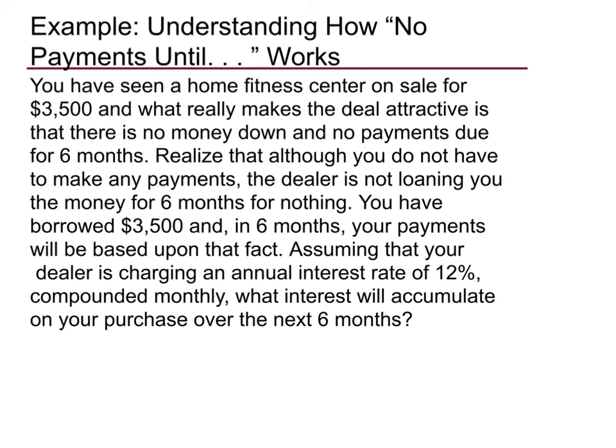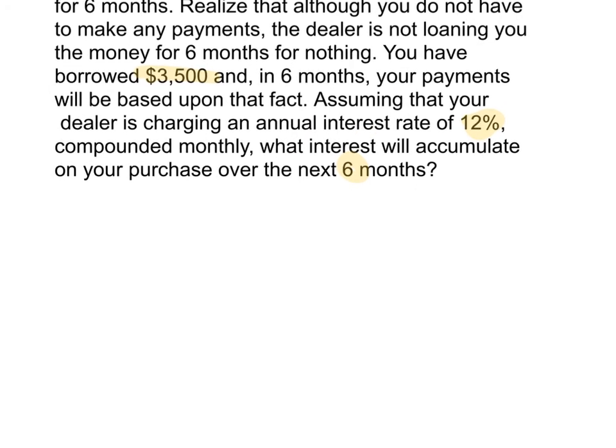But the thing is that although you don't have to make any payments, the dealer is not loaning you money for 6 months for nothing. They are doing this for their advantage. You have borrowed $3,500. And in 6 months, the payments that you have to start making are based upon that fact. Assuming that your dealer is charging an annual interest rate of 12% compounded monthly, what interest will accumulate on your purchase over the next 6 months? Okay, so let me go back and highlight the important stuff here. 12% over the next 6 months. We're borrowing $3,500. So let's write down all of this important information.